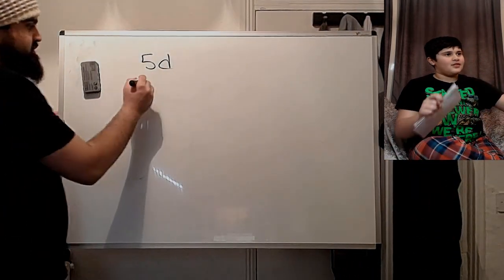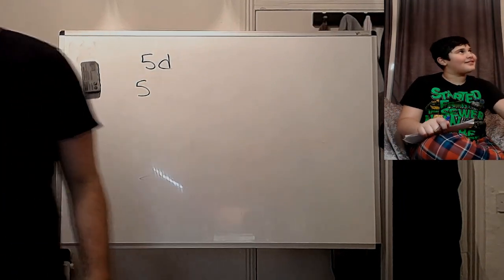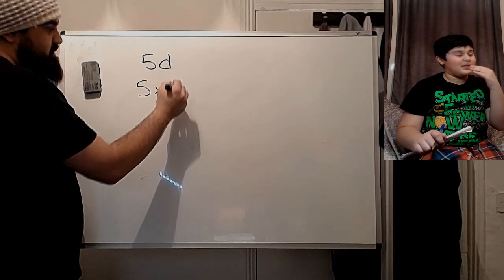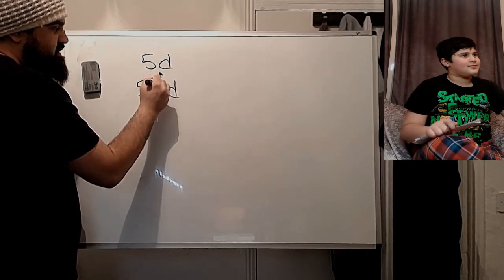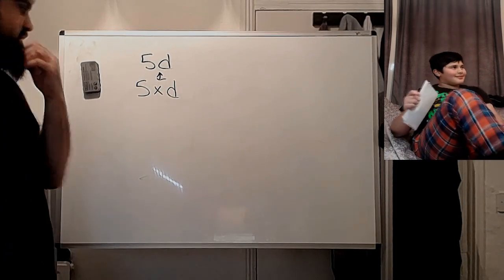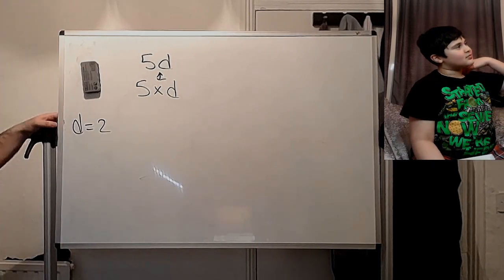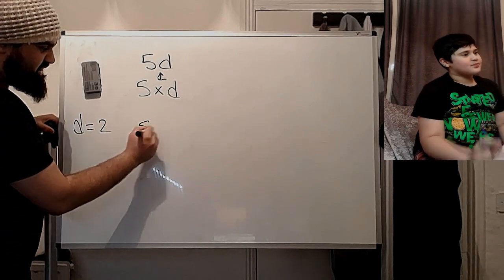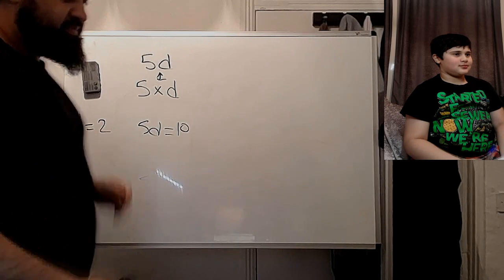5 unknown. 5 unknowns. Well done. Or in other words, in mathematics, we say 5 times D. Well done. So this 5 times D is the same as this. Right? Yeah. Okay. Now, what if I told you D equals to 2? What if I said D equals to 2? So, what does 5D equal to? 10. Well done. That's not that hard, is it?